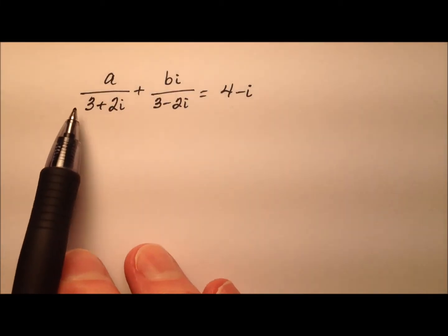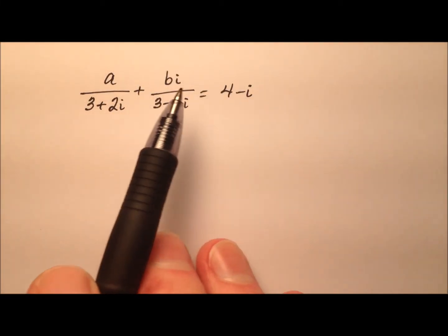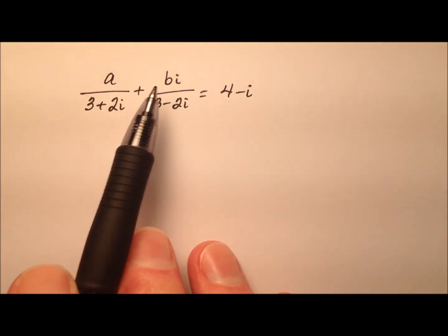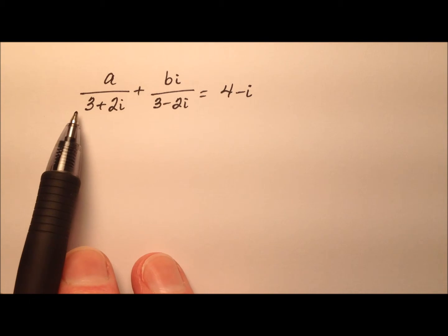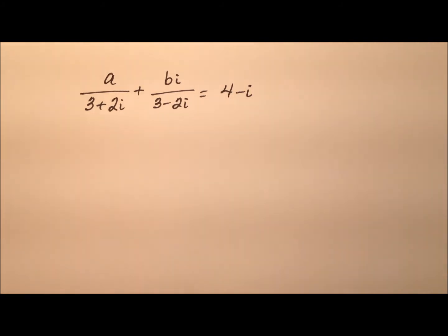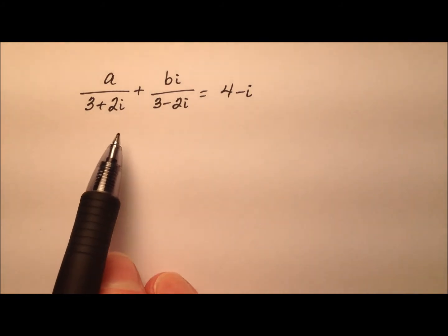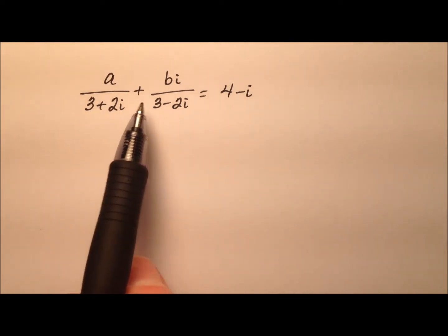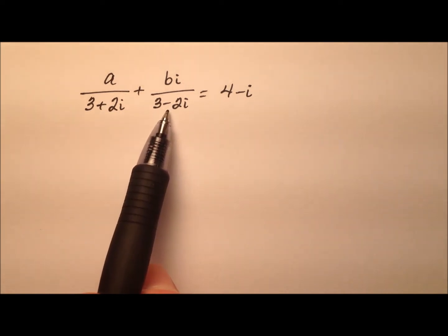In this example, we're given an equation, and we have a couple of variables for which we're trying to find the values, a and b. And we also have this addition of fractions, and we notice in the denominator we have some complex numbers. What's nice about the denominators, though, is that these two complex numbers are actually complex conjugates of one another.